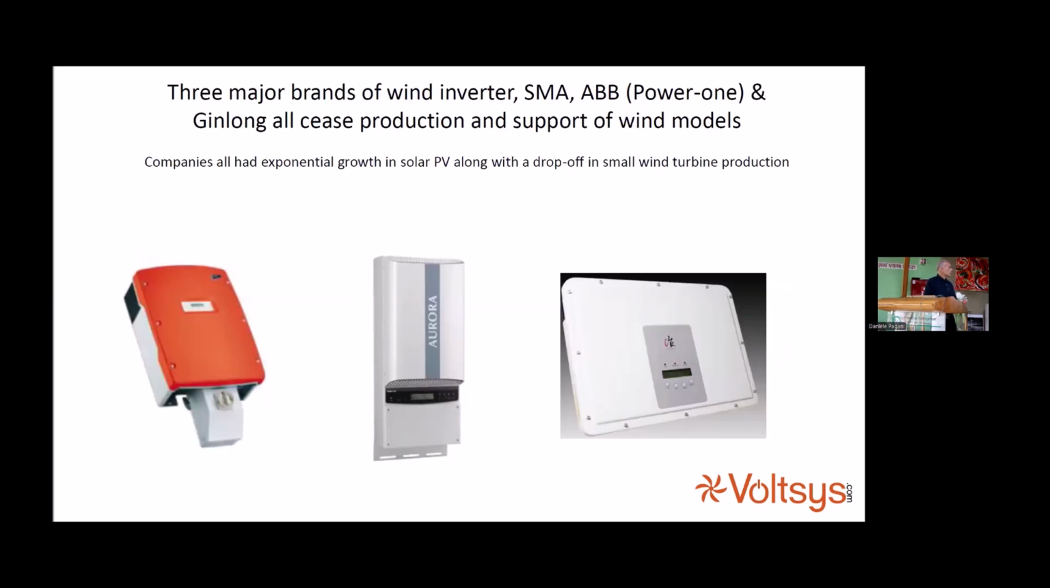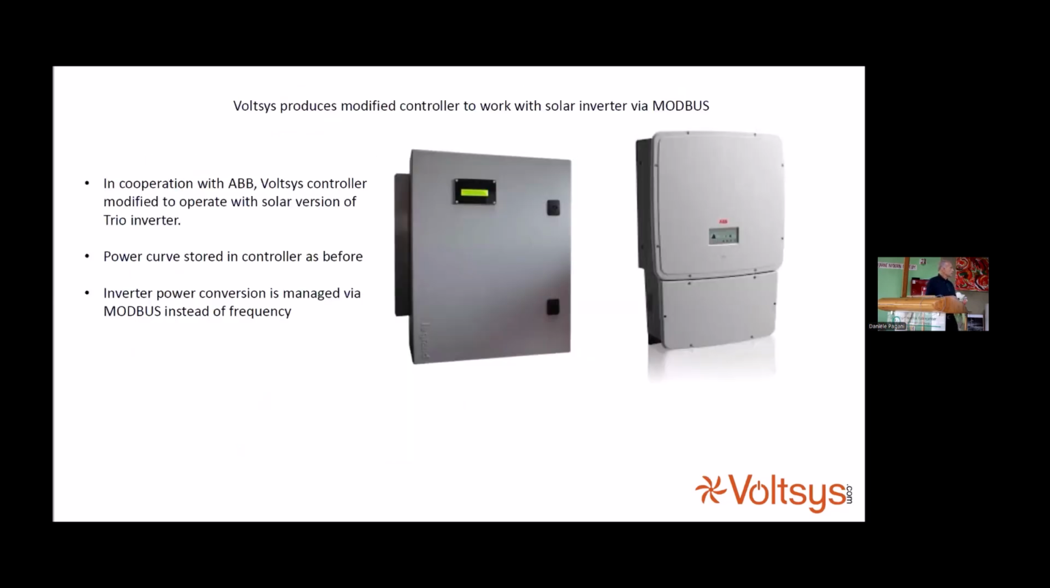They then, within about a year, SMA, ABB, and Jinlong all stopped making wind inverters. All three companies were experiencing an absolute boom in the sale of solar PV. So while we were excitedly ordering 3 pallets of inverters, somebody else was on the other phone ordering 15 container loads of solar ones. So all three companies discontinued wind inverters, and you could no longer get a reliable wind inverter with the power table.